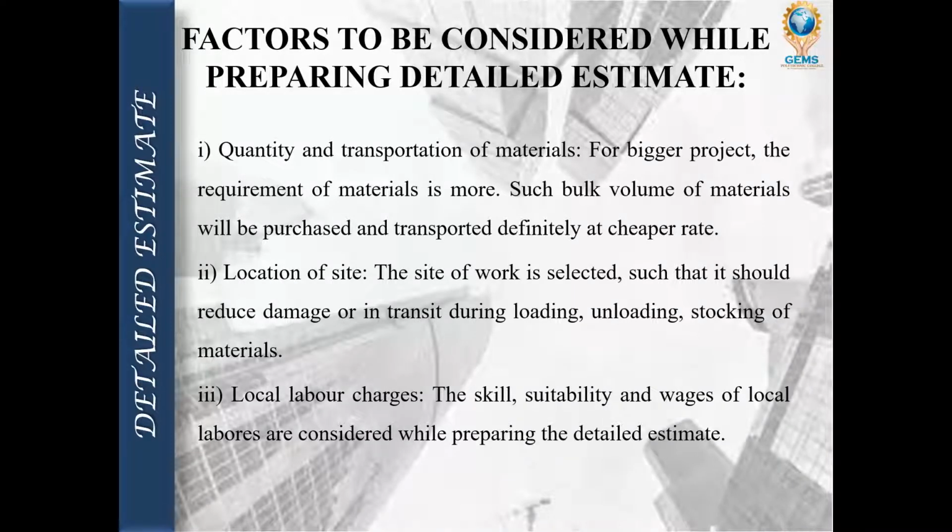Then we have to consider location. The site of the work we have to select so that it should reduce damage in transit during loading, unloading and stocking of materials. Okay, that way we can control the damages. If at the initial stage itself you have selected the location of the site, the damages will get reduced. Then local labor charges: the skill, suitability and wages of local laborers are considered while preparing the detailed estimate.